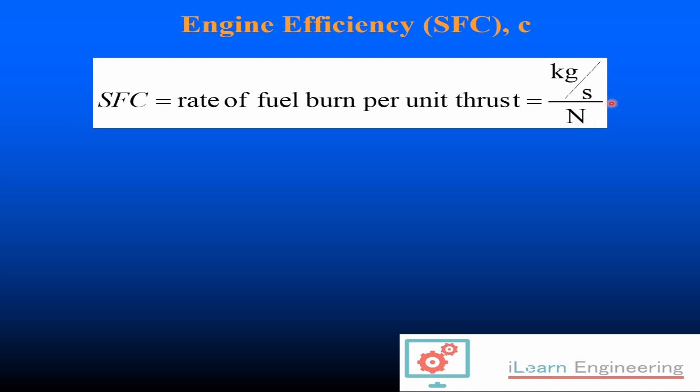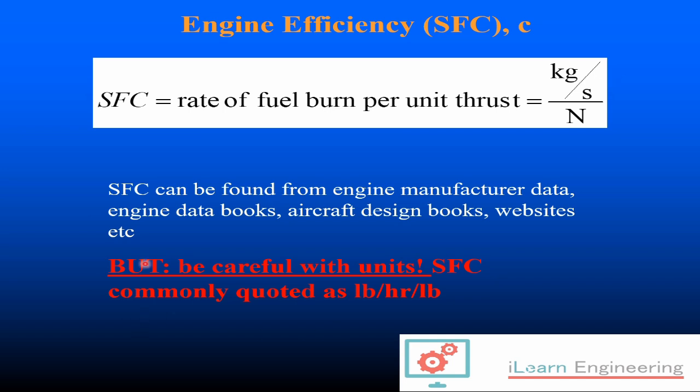So these are the SI units of specific fuel consumption, and you can find it in engine manufacturer data and on aircraft design books and websites. However, a note of caution here, big red letters: it's quite common for the specific fuel consumption to not be quoted in SI units, which is, you know, a problem if you're going to want to use the numbers in the formula. But you often find these units here, pounds per hour per pound, for instance.